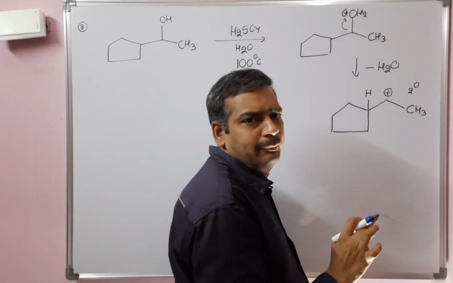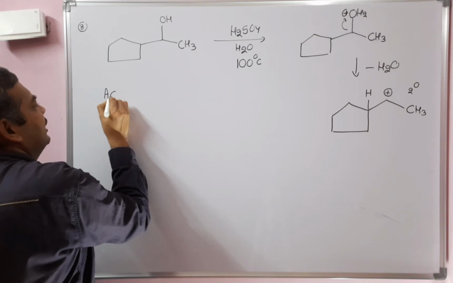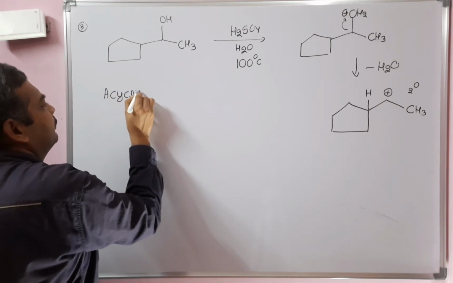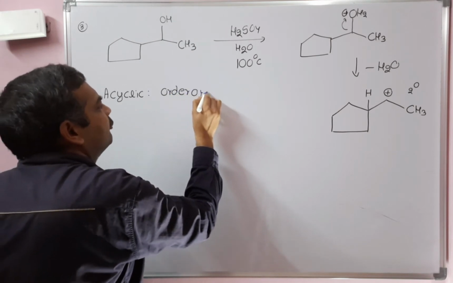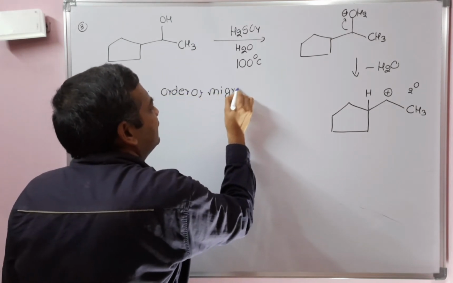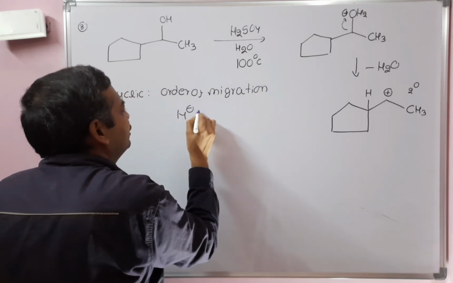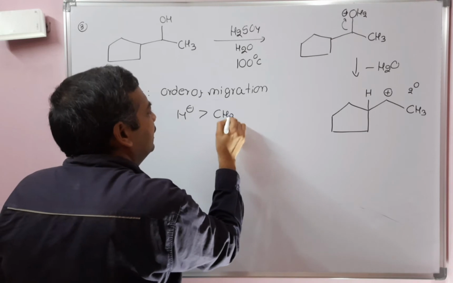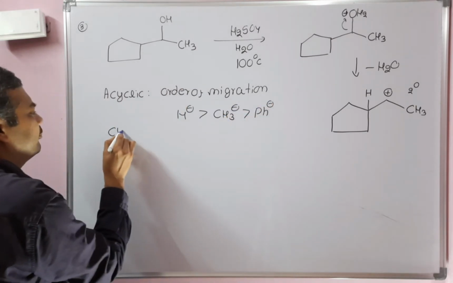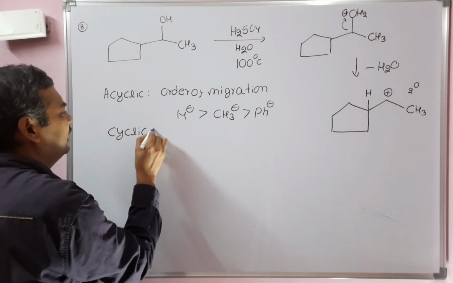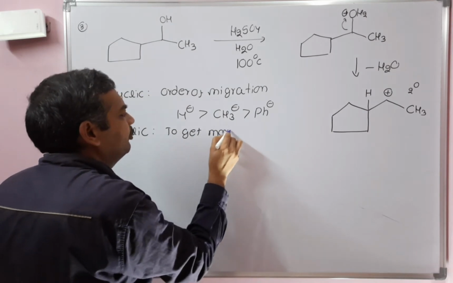In acyclic system, the order of migration, we have already discussed: hydride will shift first, then methyl, after that phenyl group will shift. Whereas in cyclic system, shift will always take place to get a more stable ring.